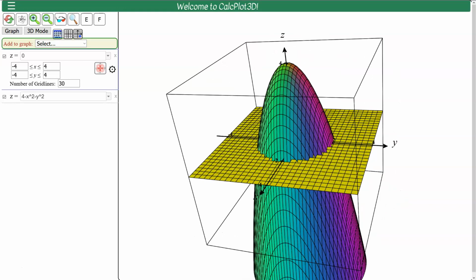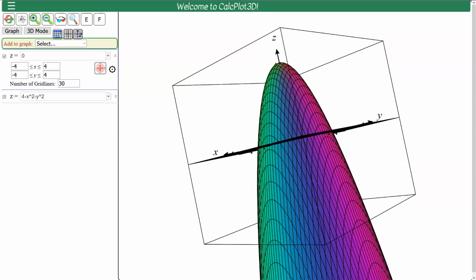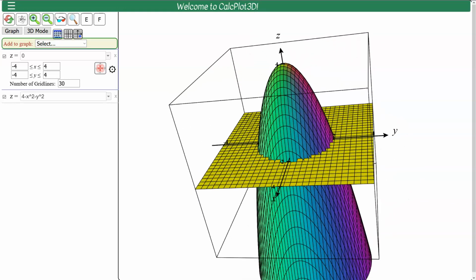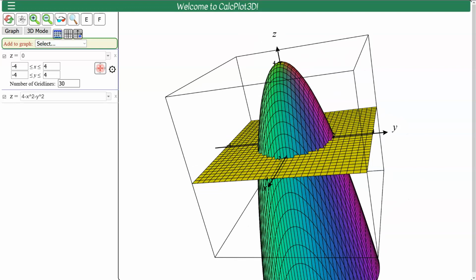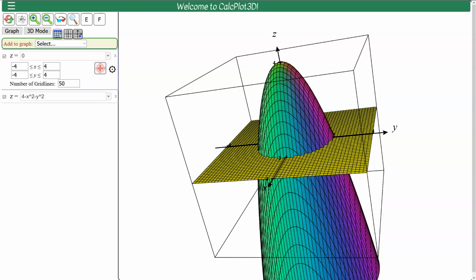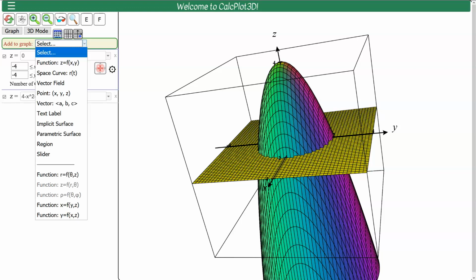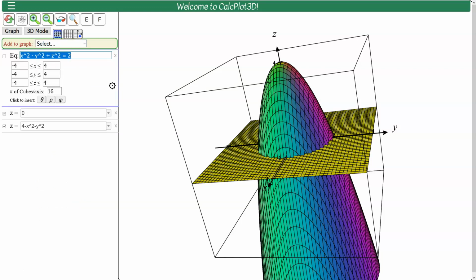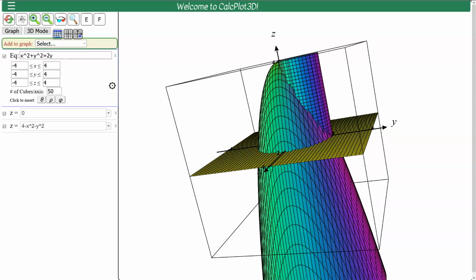And also inside that cylinder. Now I'm going to do this as an implicit surface. The implicit surface was x squared plus y squared is equal to 2y. All right, there it is. Okay, so if we go over here and look now, you can see.